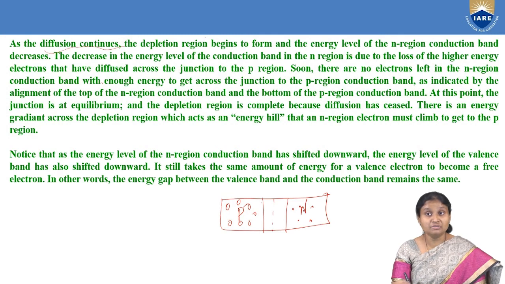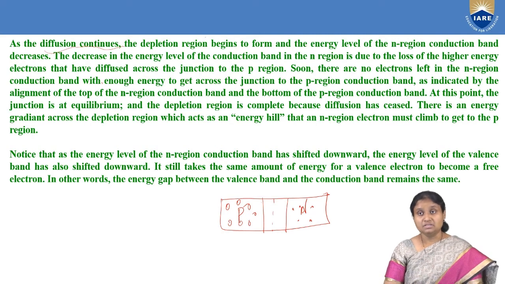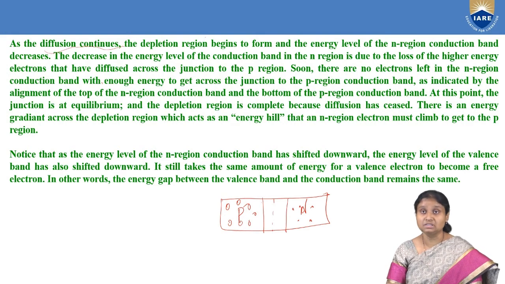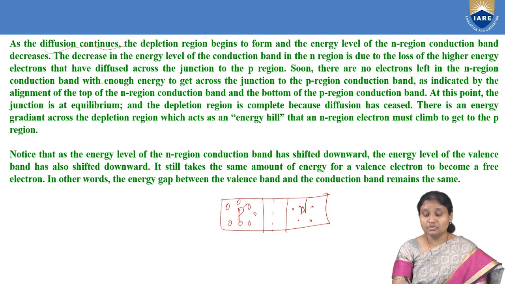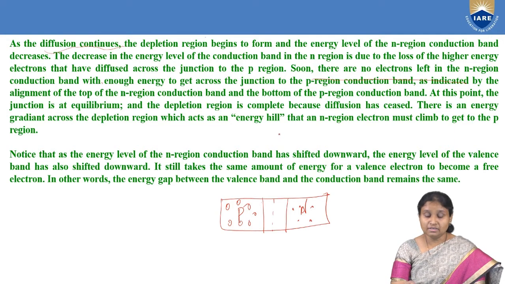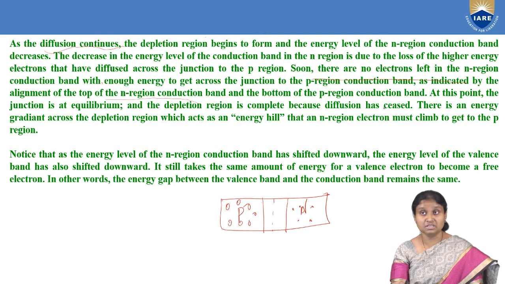But where is the conduction band? Because electrons are present in the conduction band, this conduction band is going to be lower compared to the conduction band in the P region. Why? Because the majority charge carriers, which are electrons, are going to lose their energy once they combine with the holes. Soon we observe that there are no electrons left in the N region conduction band. And when we talk about alignment, we see the alignment of the top of the N region conduction band and the bottom of the P region conduction band.